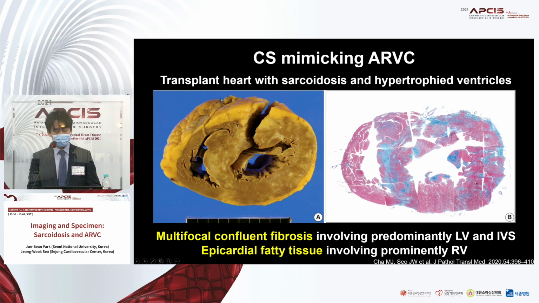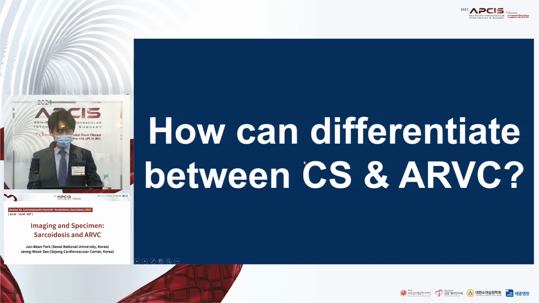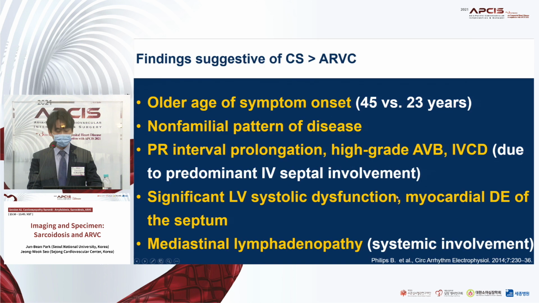This is a transplant heart diagnosed with sarcoidosis and a hypertrophied ventricle. You can see the multifocal confluent fibrosis here and here, but there is prominent epicardial fatty tissue involving the RV. So how can we differentiate between cardiac sarcoidosis and ARVC?